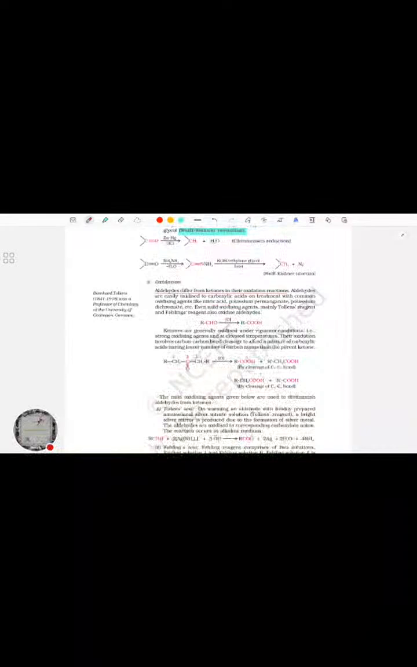It's going to be a relatively easier task, even by using certain strong oxidizing agents such as nitric acid, chromic acid, dichromate or potassium permanganate. Even mild oxidizing agents, namely Tollens' reagent and Fehling's reagent, also oxidize aldehydes. So basically that's what they're trying to say. So even mild oxidizing agents like Tollens' and Fehling's reagents can oxidize aldehydes.